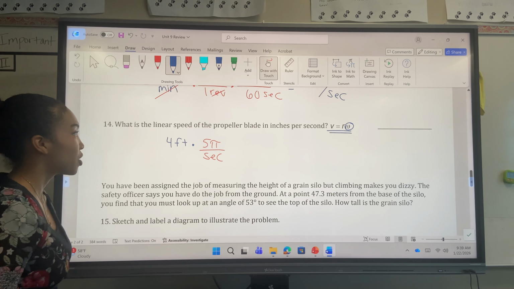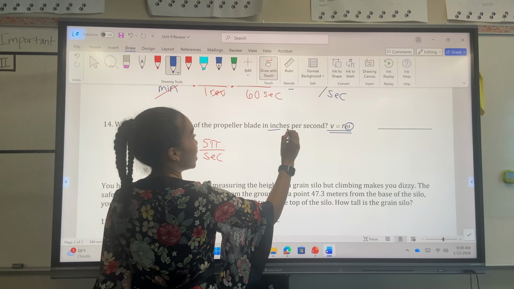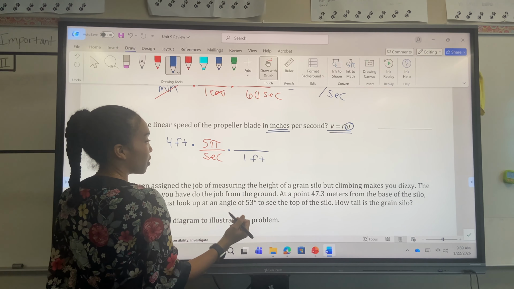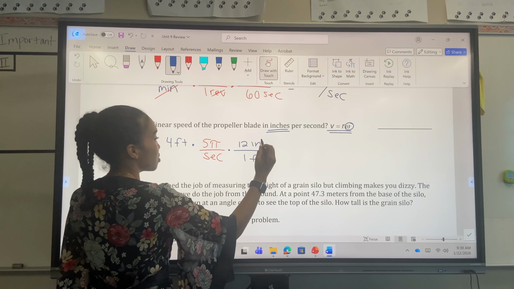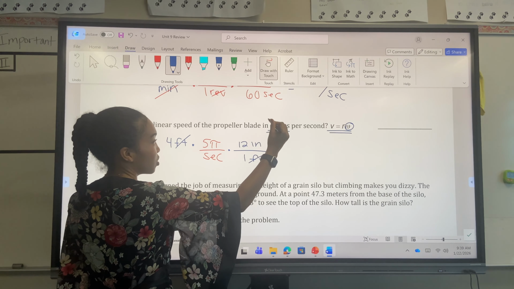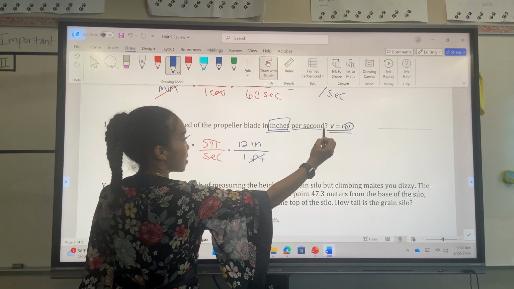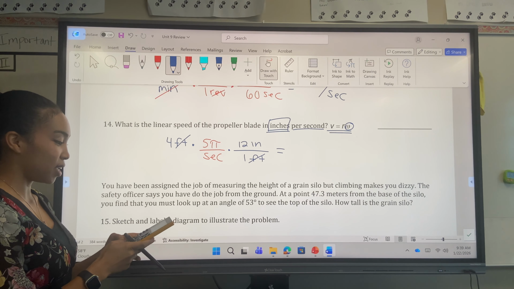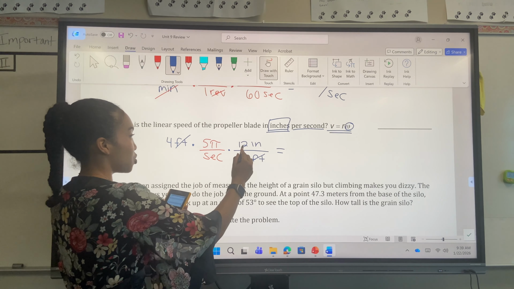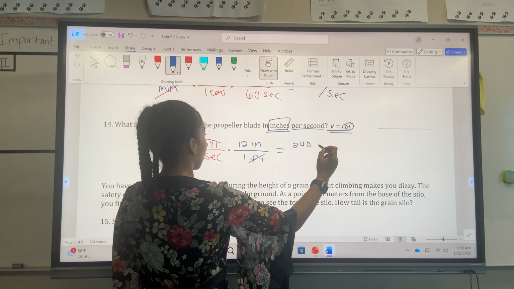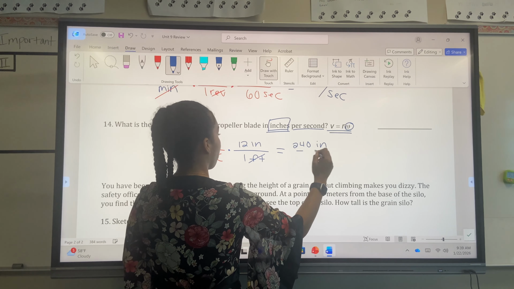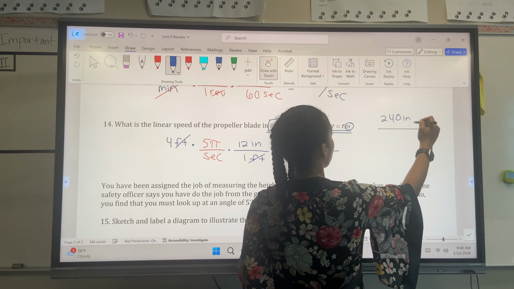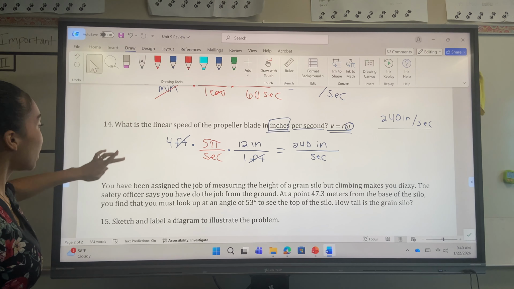Okay, so this is my answer. However, the question wants it in inches. I have feet. So to cancel out feet, I'm gonna put it in the denominator. In 1 foot, there's 12 inches. So feet will cancel out with feet, and I'm in inches like the problem wanted me to be. And then I want seconds. It's already in seconds, so we're good. 4 times 5 is 20, times 12 is 240 inches per second. So that's my answer, 240 inches per second. All right, next one.